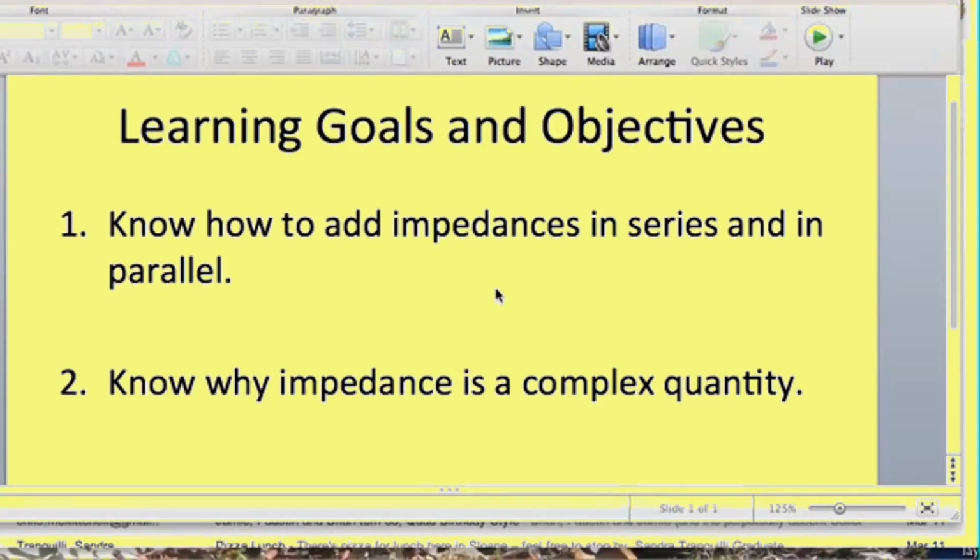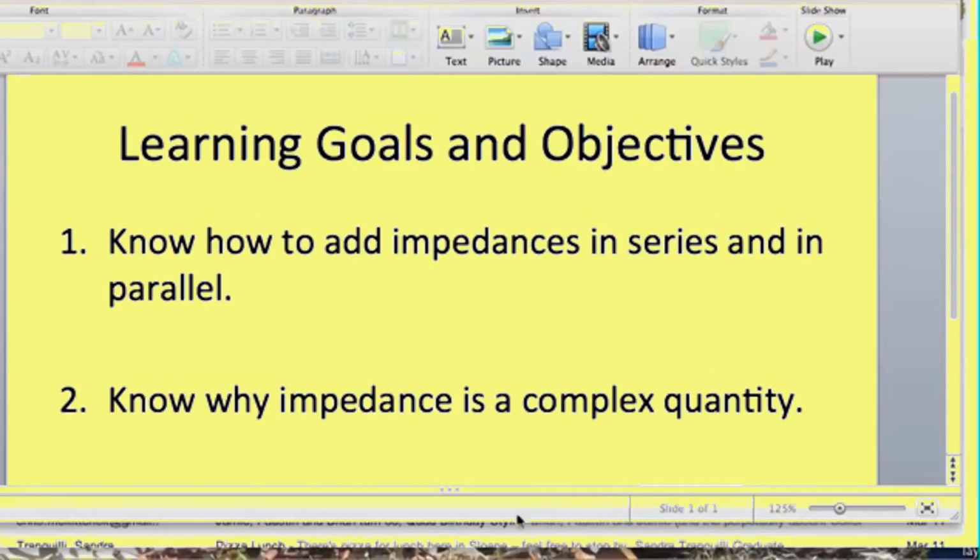Performance. Our learning goals and objectives are, one, to know how to add impedances in series and in parallel, and two, to know why impedance is a complex quantity. In general, the reason why we talk about impedance for alternating current is because it makes life simpler. Previously in DC circuits, we talked about how you add resistances, inductors, and capacitors. But in the world of impedance, you treat everything as the same.